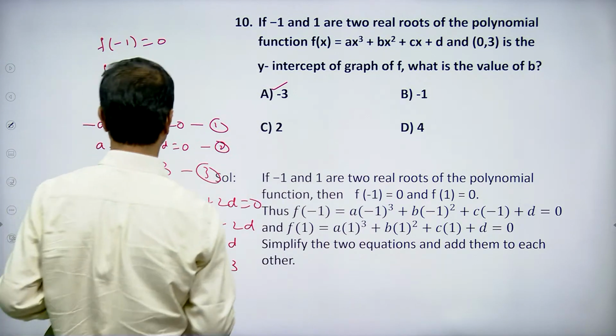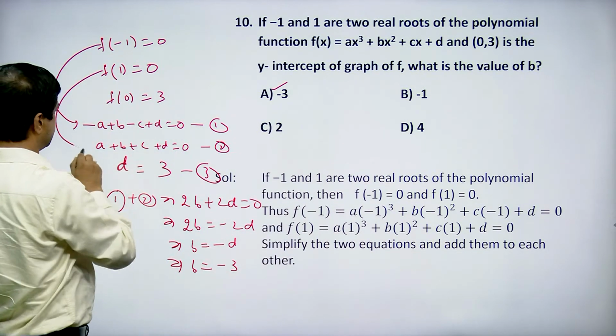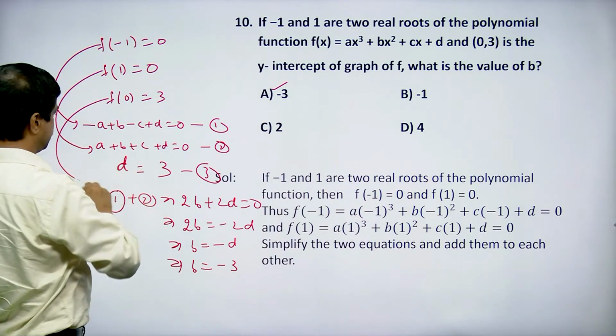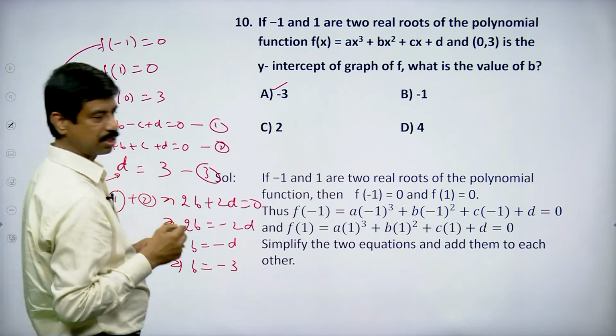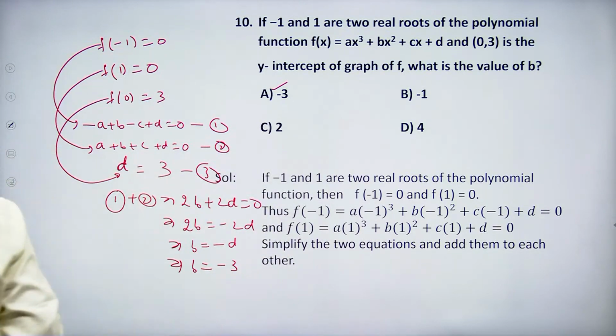See, we will get this first equation because of this. Because of this we will get this. Because of this we will get this. So therefore 1 plus 2 I have taken. Please note it fast, children.